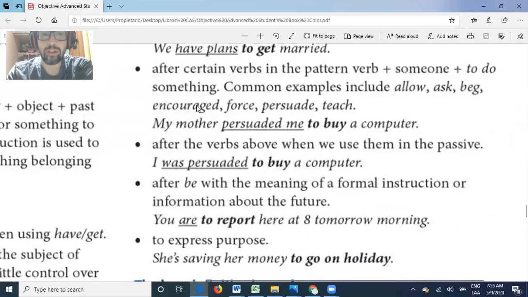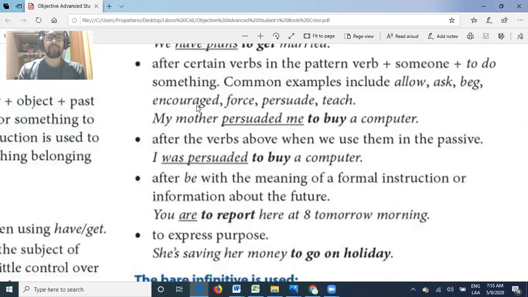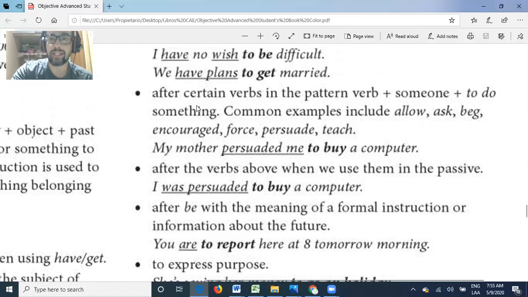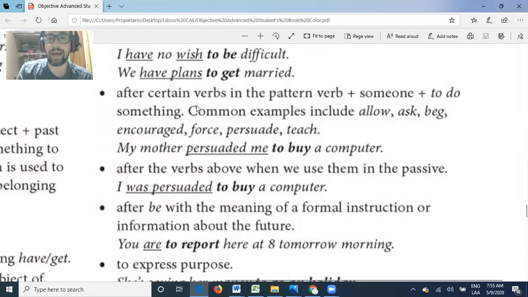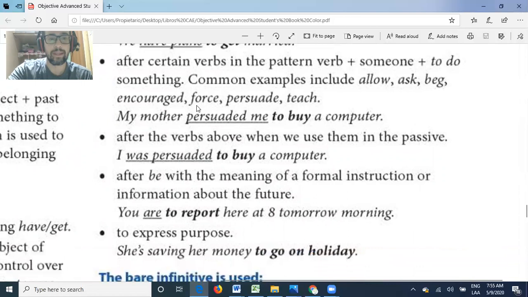Also, we use the full infinitive after the verbs above when we use them in the passive. For example, I was persuaded to buy a computer. So also these verbs: allow, ask, beg, encourage, force, persuade, and teach. When we use these verbs in the passive, then we use the full infinitive.